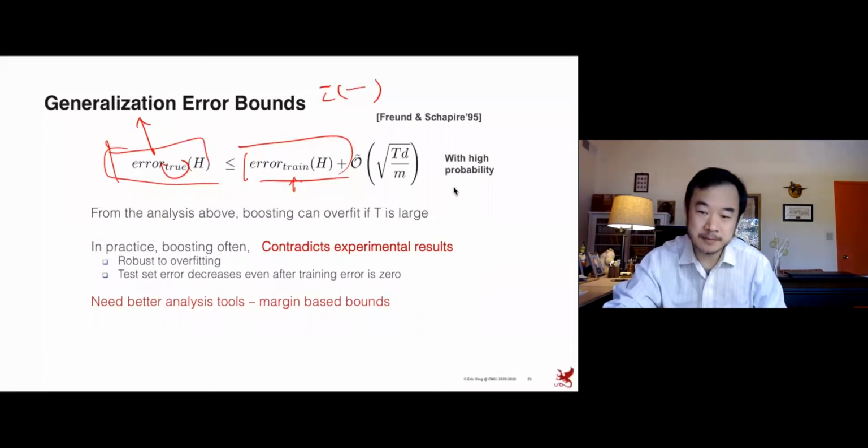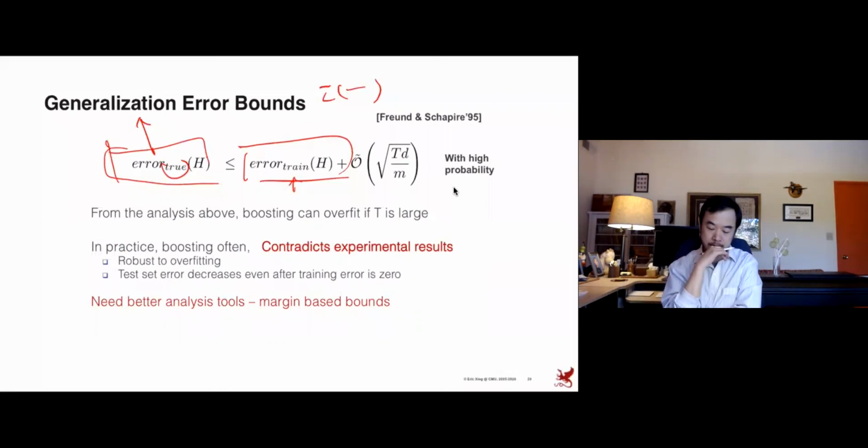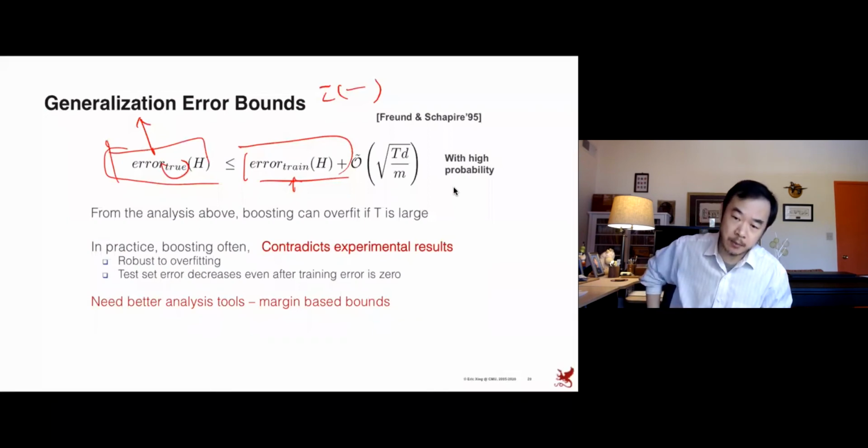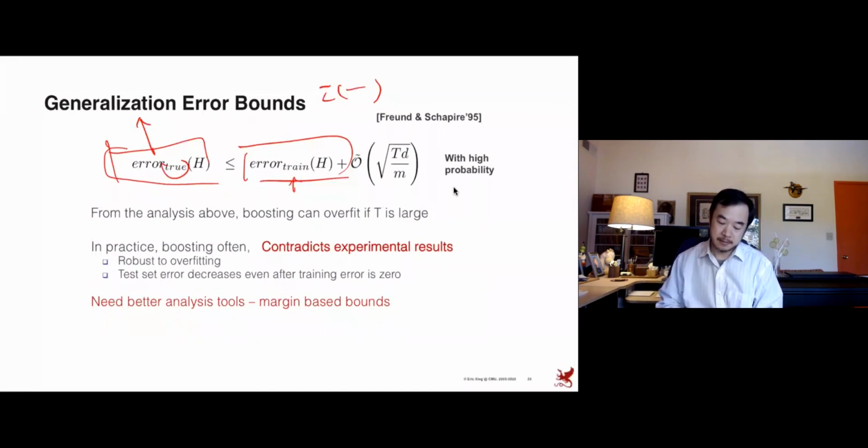Can I clarify my question a little bit? For error true, is it the margin loss that you talked about, the margin-based loss? And for error train, we're using exponential loss to train it. No, in here the two are all different empirical measures. Error true is like the 0-1 empirical loss, right? And then error train is exponential loss. In this equation, they are all empirical loss. Yes.